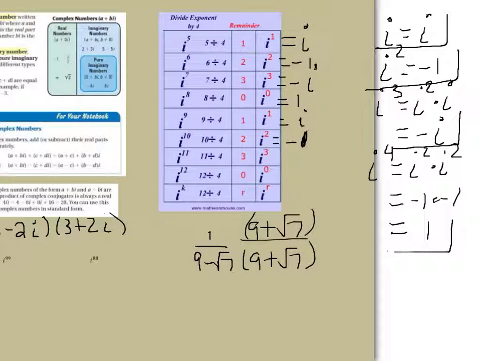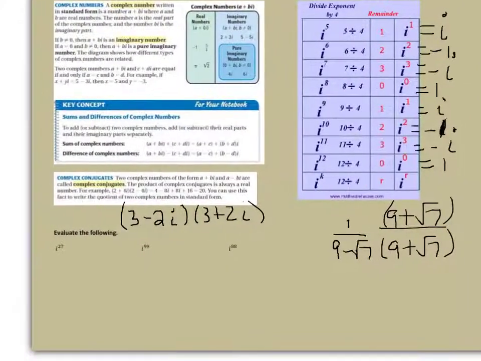So it's i, negative 1, negative i, positive 1. Okay, so you always have to look at the remainder. So let's take a look at some here.